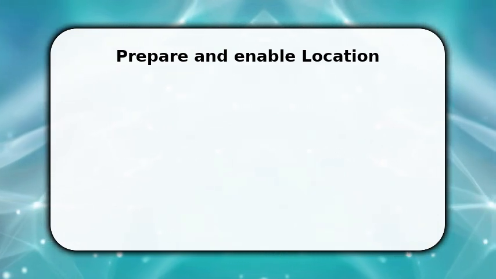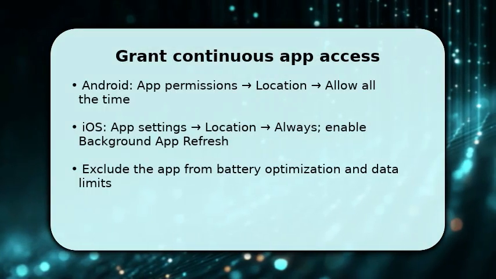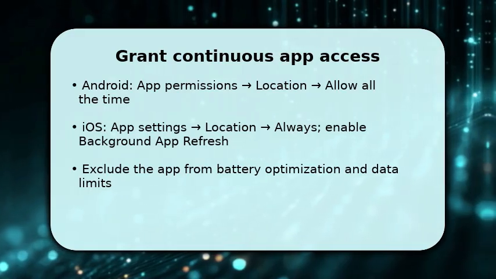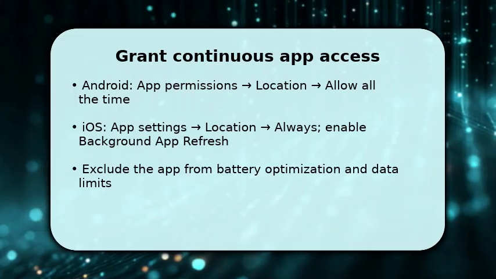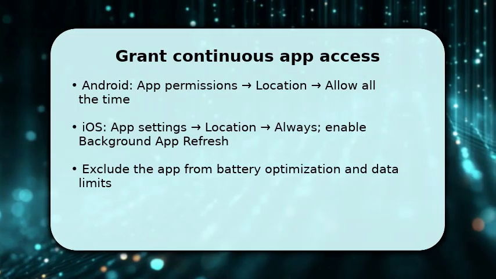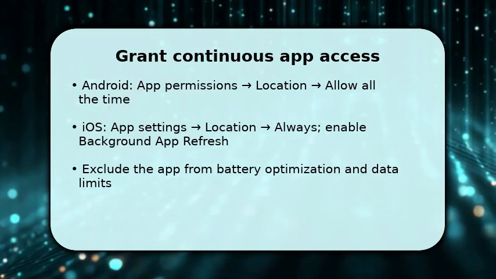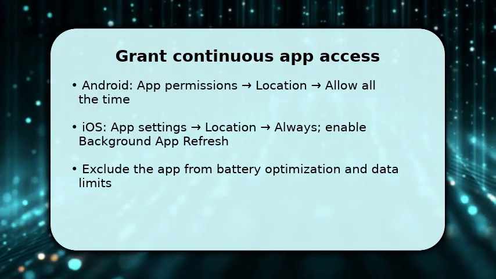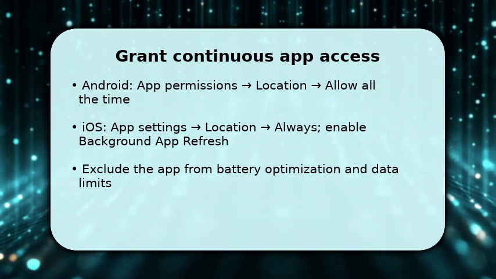You must grant the app background access so it can record coordinates when not in the foreground. On Android, open App Permissions, choose Location, and select Allow all the time. On iOS, go to the app's location setting and pick Always, then enable Background App Refresh. Also exclude the app from any battery optimization or data restriction lists. Those systems suspend background activity. Doing this ensures continuous updates and avoids the common pitfall where permission is granted only while the app is active.